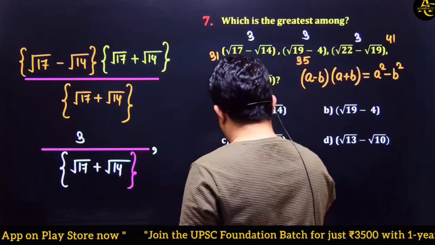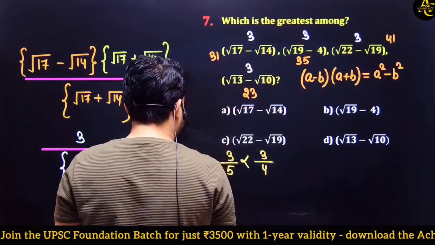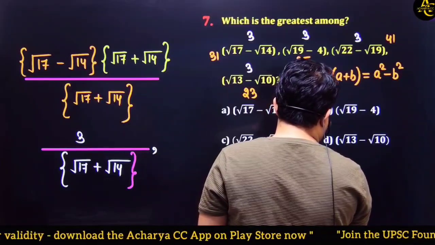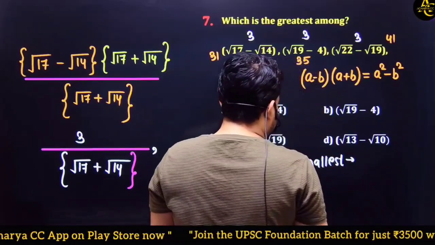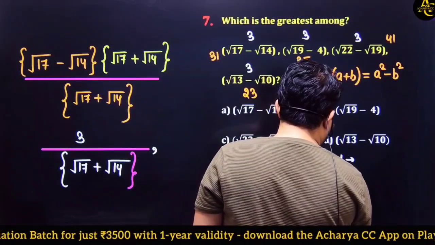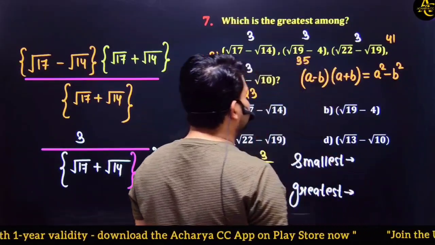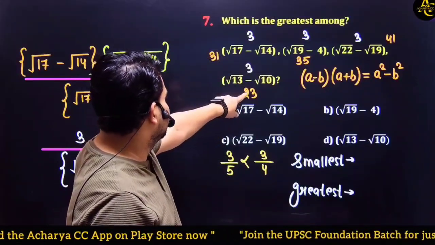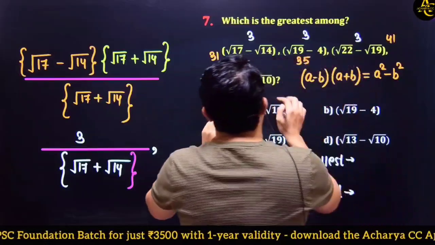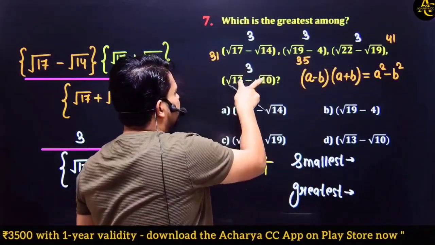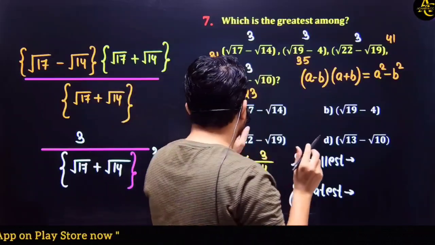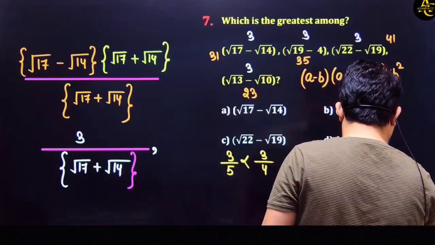So if we want to tell you the smallest surds, and the greatest will be that surd whose denominator will be least. So here the least is this one. The value of 13 plus 10, meaning the sum of this surd, is 23. So this one will be the greatest surd.